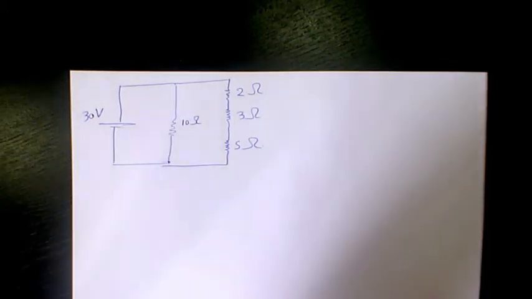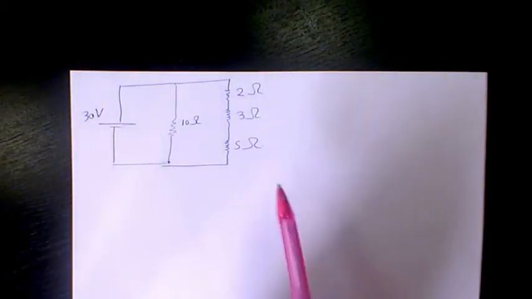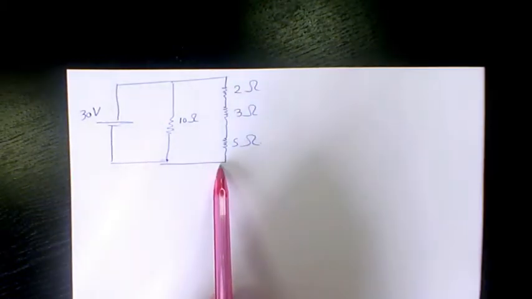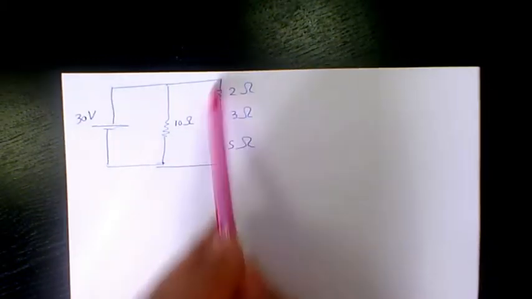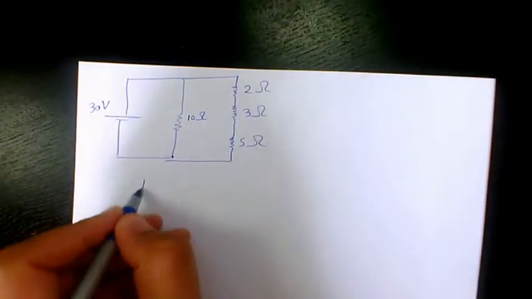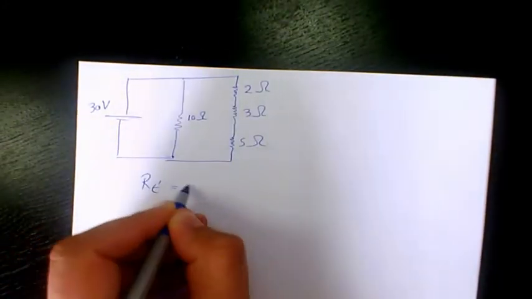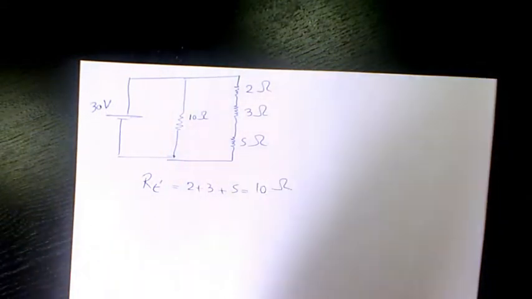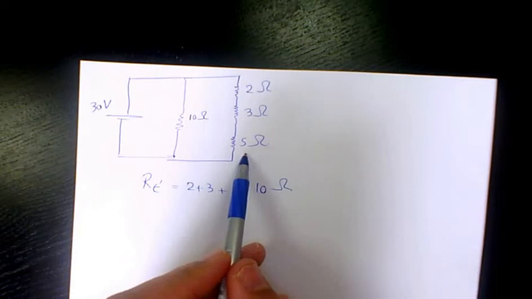So in this example, we have a mixture of series and parallel circuits. If I want to find the equivalent resistance in here, we need to add these three resistances because they are in series. I'm going to call it RT prime: 2 plus 3 plus 5, that's going to be 10 ohm.